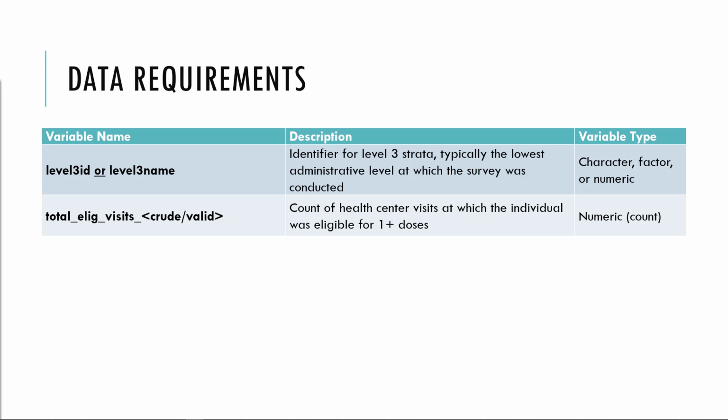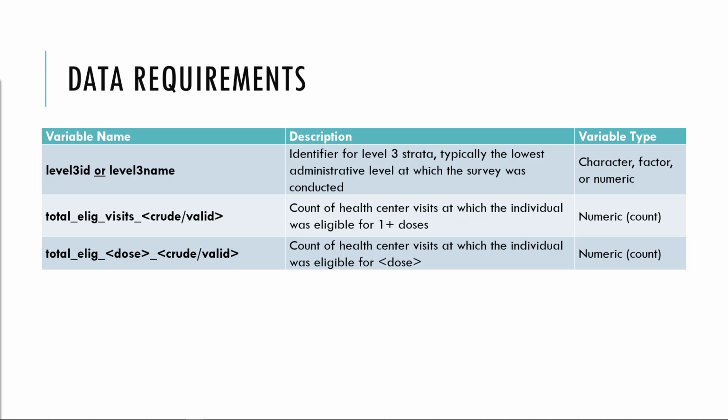If you did crude MOV calculations, then the dataset should have variables with the crude suffix. And if you did valid MOV calculations, the variables should have the valid suffix. If you do both sets of calculations, then your dataset can have a crude set of variables and a valid set of variables. In that case, the application interface will give you the option to decide whether to look at the crude results or the valid results in plots and tables.